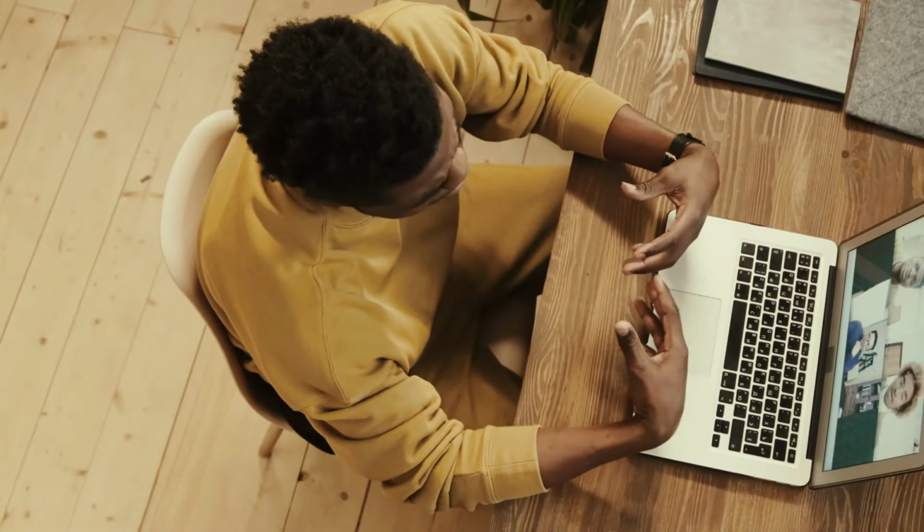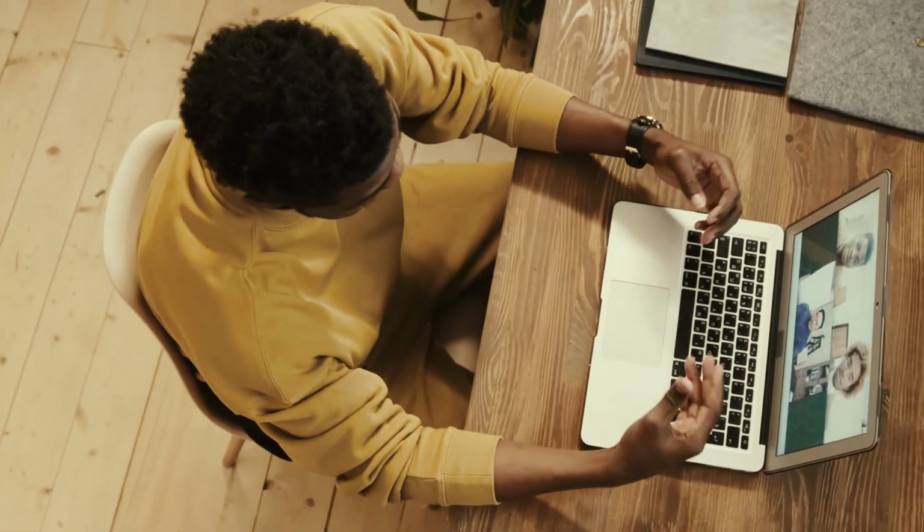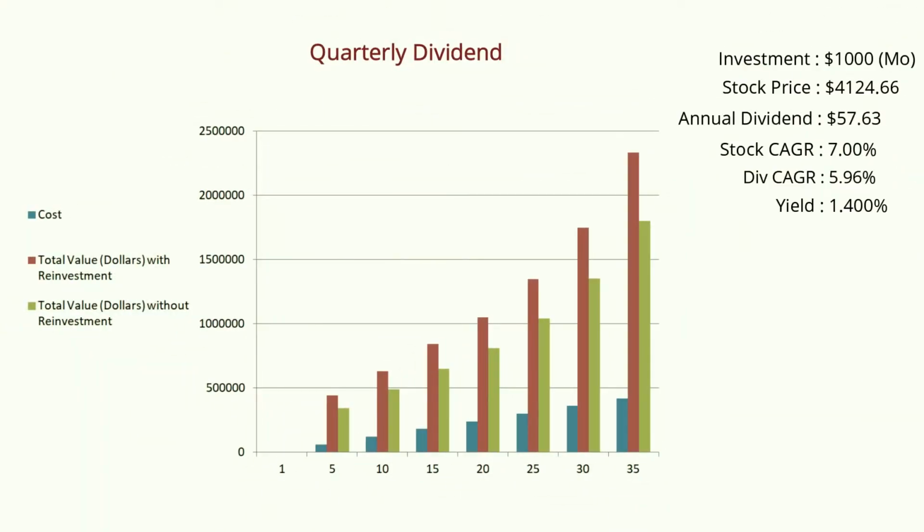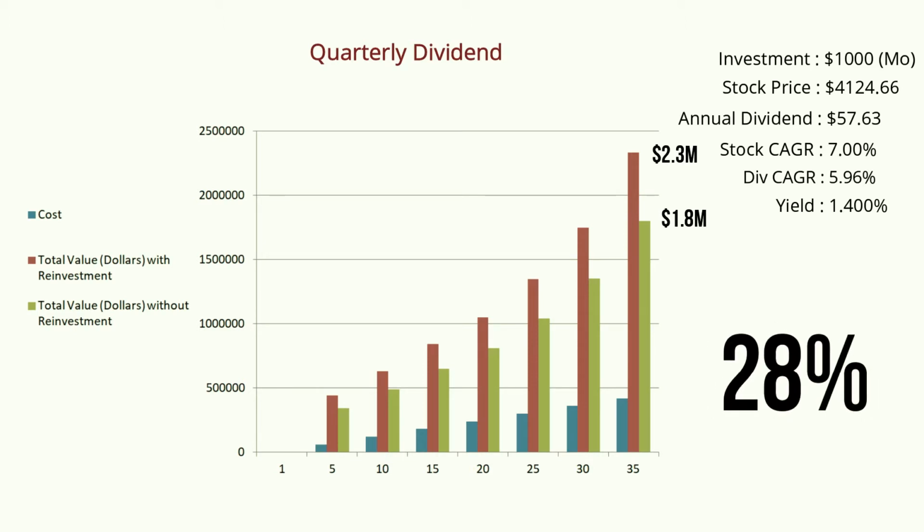Let's take a look at the outcomes of a more consistent investing technique. What if you put $1,000 in each month for 35 years? When we reinvest dividends, we end up with a total value of more than $2 million. And when we don't reinvest dividends, we end up with a total value of $1.8 million. When dividends are reinvested, the overall value increases by nearly 28%.